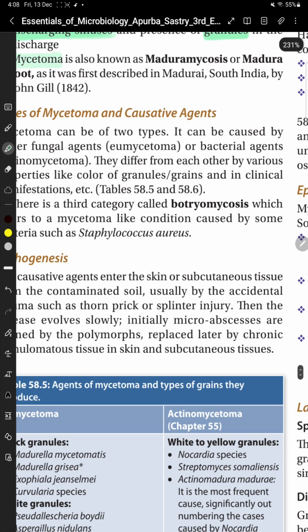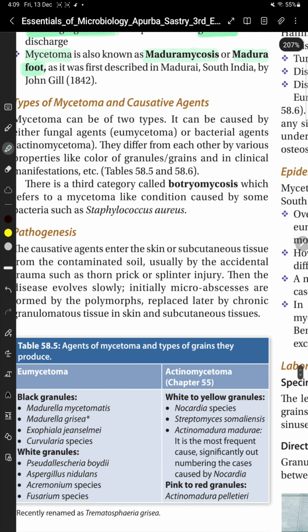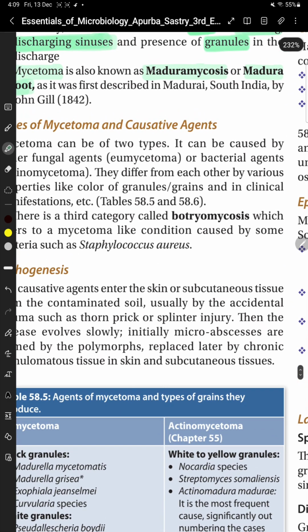Mycetoma is also known as Madura mycosis or Madura foot, as it was first described in Madurai, South India by John Gill. ठीक है, तो माइसेटोमा को मदुरा माइकोसिस या मदुरा फूट क्यों बोलते हैं? Because it was first described in Madurai.